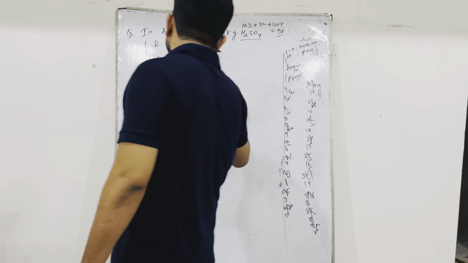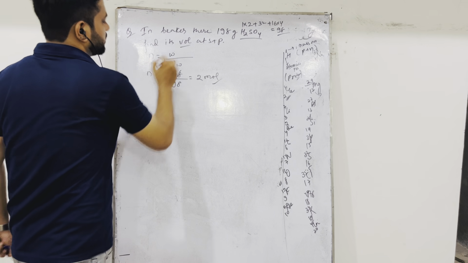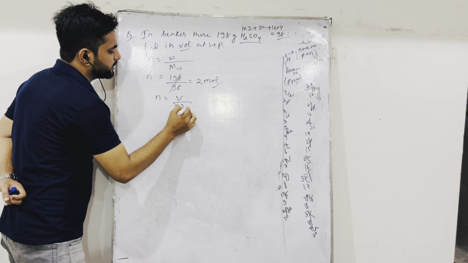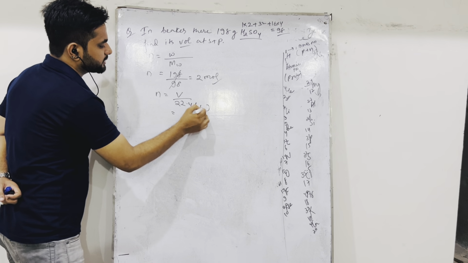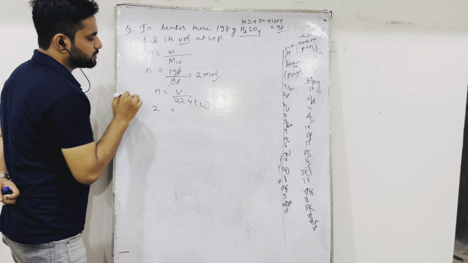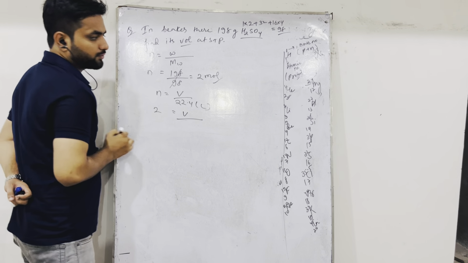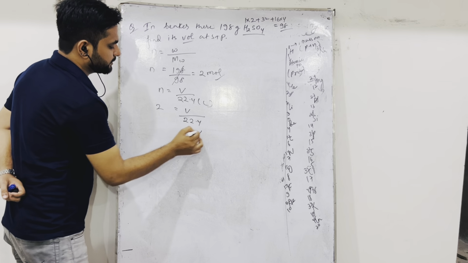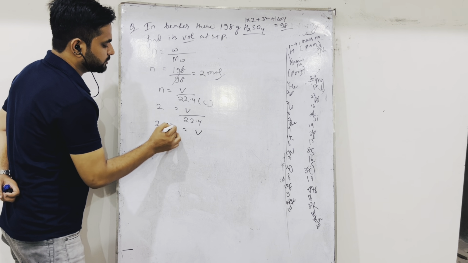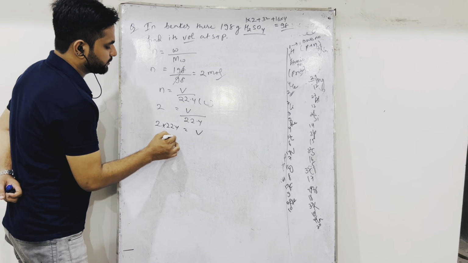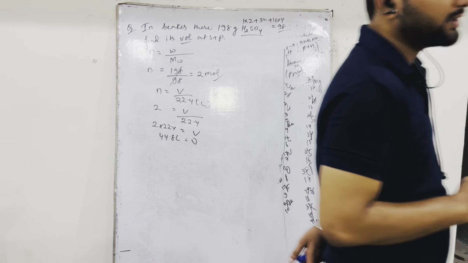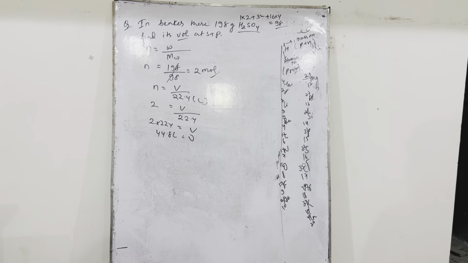After solving this, 2 mole, we have found mole, but we have to find the volume. What is this formula? Mole is equal to V upon 22.4 in liter, and here we have 2. We have to find volume, so V is 2 into 22.4, that is 44.8 liter.